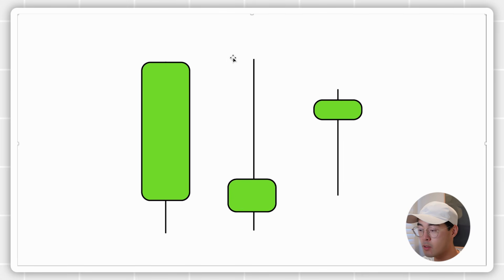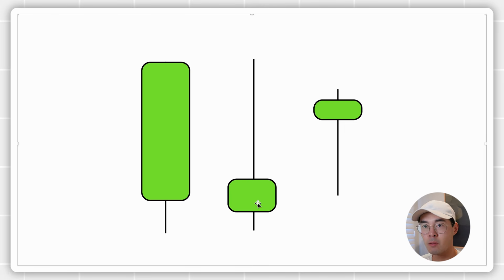Now let's take a look at the second one. Very large wicks, but a very small body. What does this tell us? Price went down, it was shot all the way up. There was a decent amount of strength there. And then the weakness came in and price sold off to be slightly above where it opened.